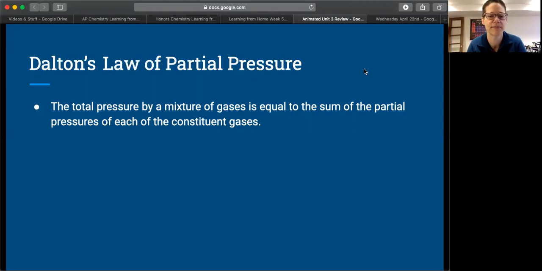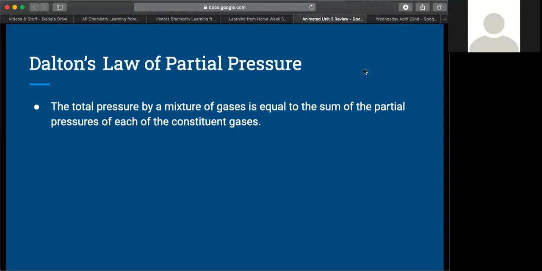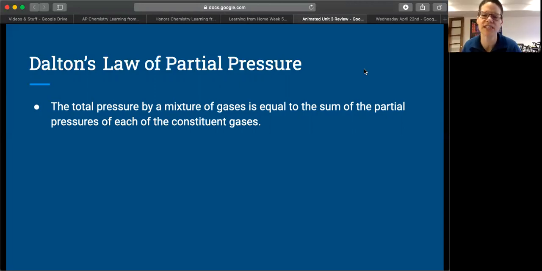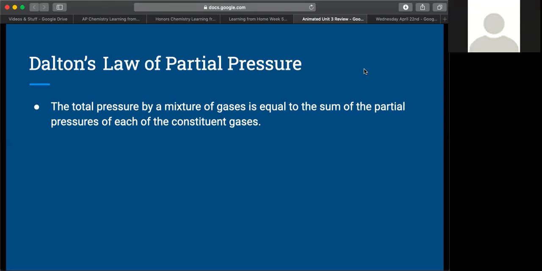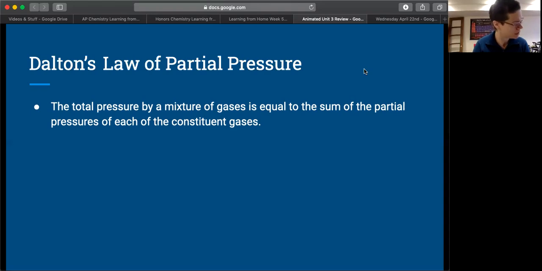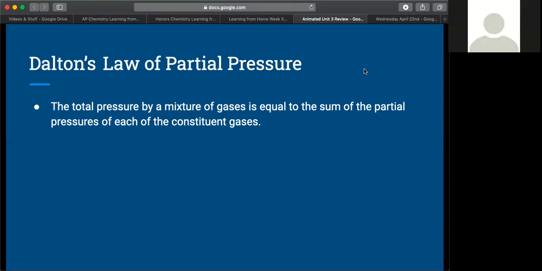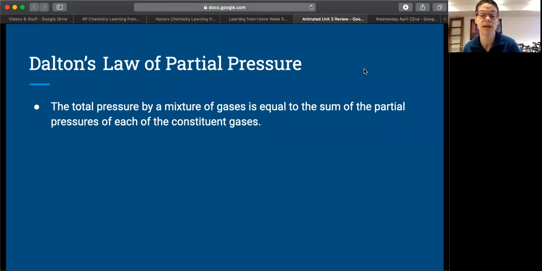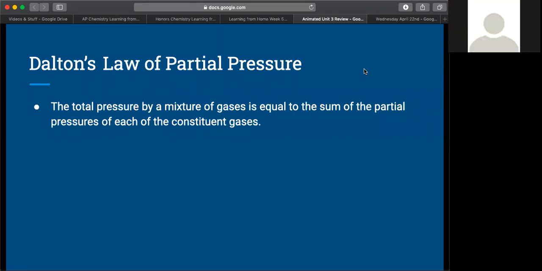Does it matter which one? Oh yeah, all in atm. You're only ever going to see atmospheres or millimeters of mercury. And they even have that conversion factor on there for you, on the right-hand side, below the gas constant. It says 1 atm equals 760 mmHg.